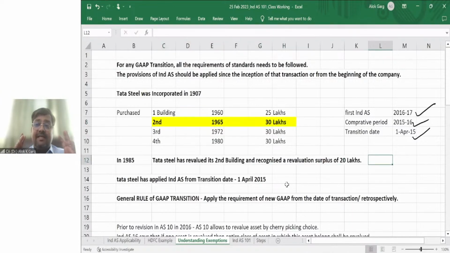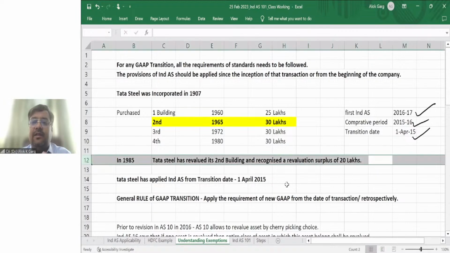With the help of this example, you will be able to understand the problem. You will understand the meaning of applying the provisions of the new GAAP, applying the provisions of Ind AS retrospectively since the beginning of that transaction, right? Then you will understand what the exemptions, the relaxations, the breather given by Ind AS 101 are, right? Any difficulty, any challenge in understanding this part so far?